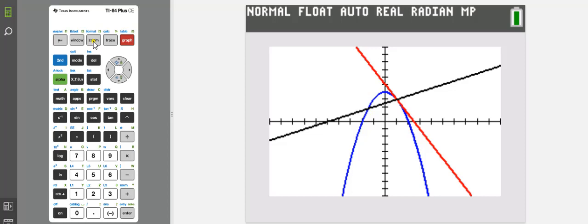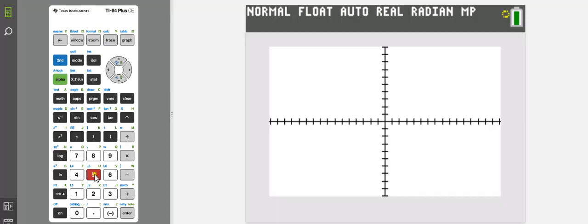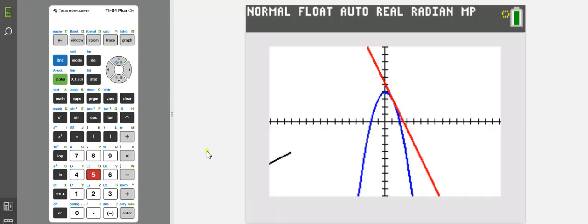So what I'm going to do is go to zoom and press 5 for zoom square. And let's see what happens. So now it kind of looks perpendicular. So again, at x equals 1, which means the y value is 3, this red line right here is the tangent line, and the black line is the normal line to the function at x equals 1.